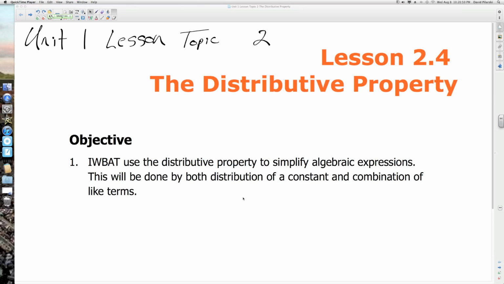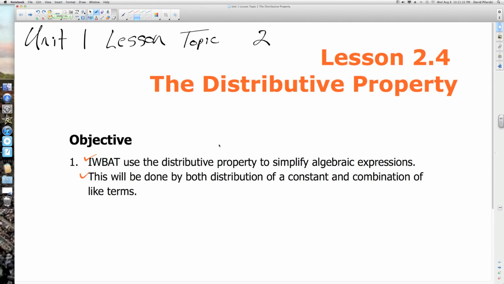Today we're going to be talking about the distributive property. Our objective today is I will be able to use the distributive property to simplify algebraic expressions. Now that's our objective, and we're going to look at this objective a little more thoroughly. This will be done by both distribution of a constant and a combination of like terms, if that allows an example of combining like terms or an example of simplifying a numerical expression. But we're going to focus in on using the distributive property.